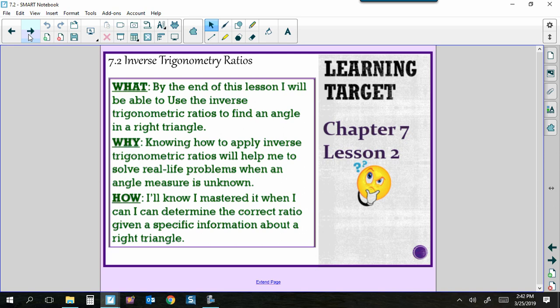Why are we doing this? Knowing how to apply inverse trigonometric ratios will help me to solve real life problems when an angle measure is unknown. If you saw the skateboard video that I showed, that was an inverse trig ratio. So, how will you know you know it? You'll know you mastered it when you can determine the correct ratio given specific information about a right triangle. All right, let's go ahead and dive in.